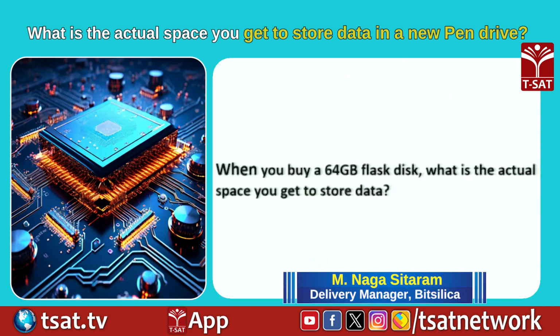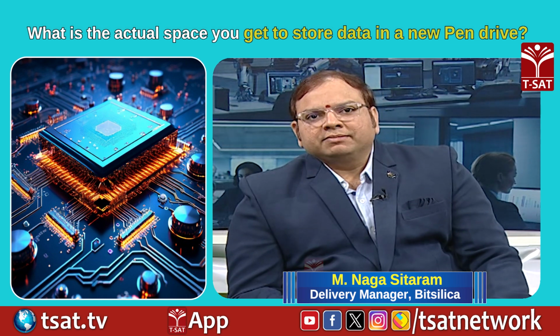If you have a 64 GB flash drive or pen drive, but you are getting around 58 GB or 60 GB, the reason is that manufacturers always calculate GB in decimal numbers. Giga stands for 10 to the power of 9 in the normal scientific way. And what is the meaning of giga in terms of binary?